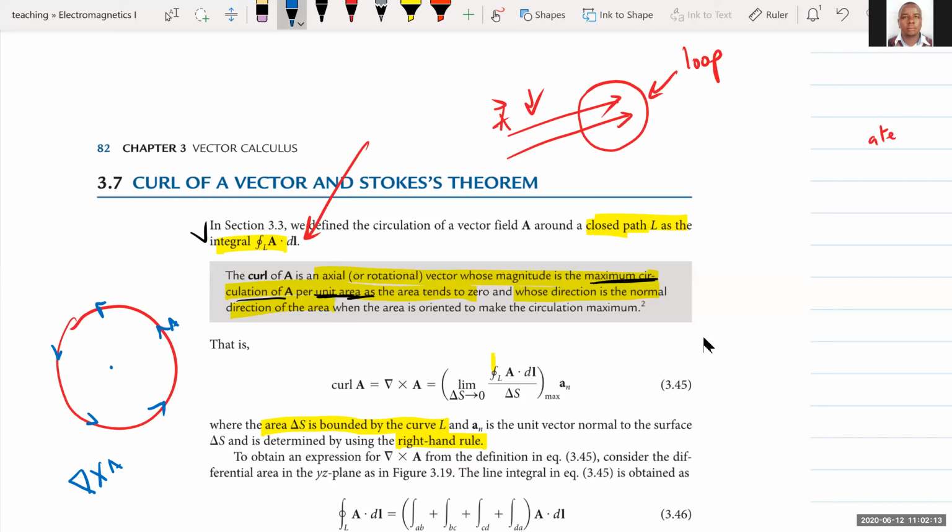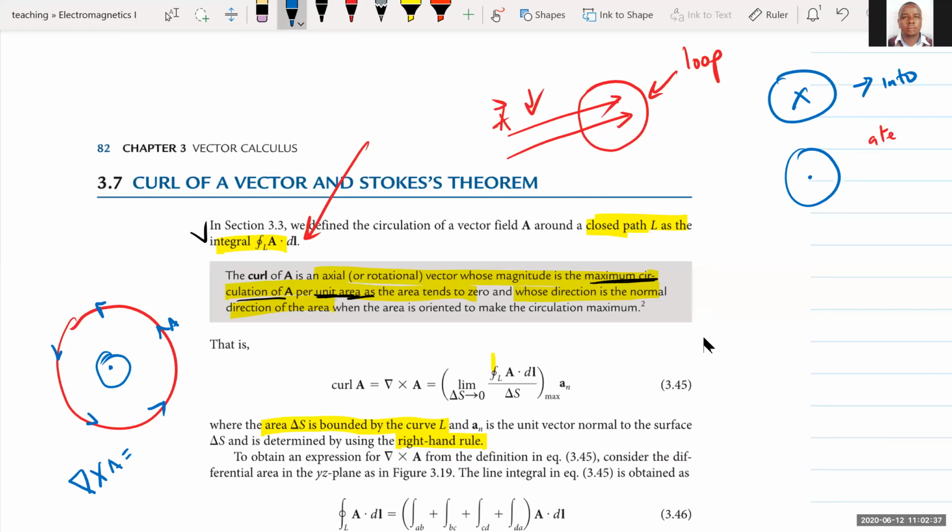Remember how we use these two symbols. There is this symbol that is going into the page, and this is the symbol that points outward. So the curl, or the direction of the curl of A, will be pointing outward from the surface on which A is rotating.